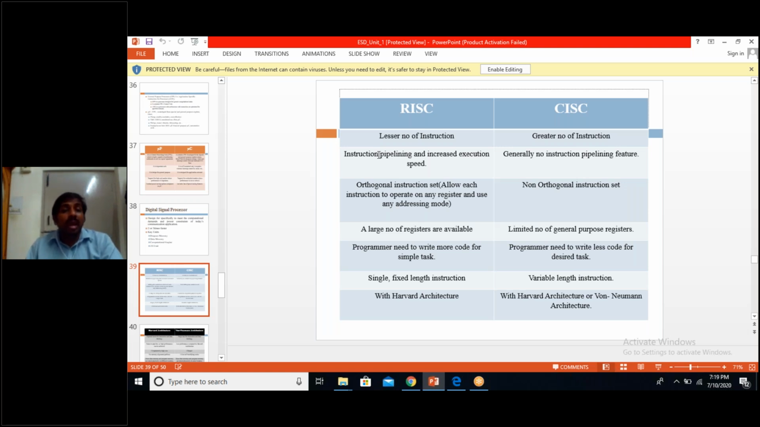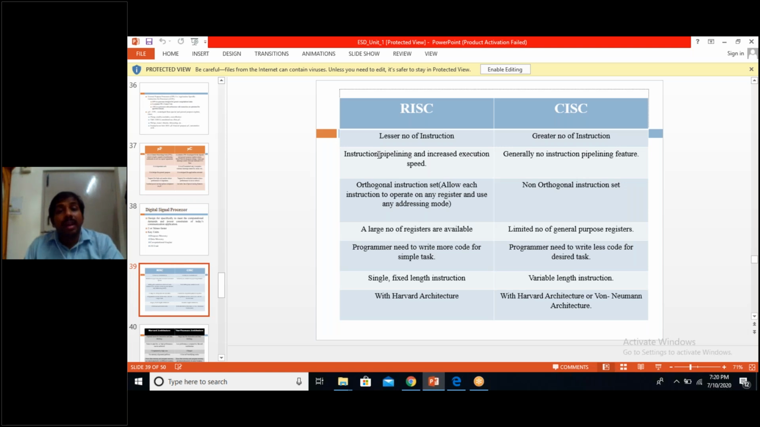So for that we are having a large number of instructions. Your programmer needs to write more code if he is using the RISC architecture, and the instruction set followed is a single, fixed length, and it is having Harvard architecture. Harvard architecture means we are having a separate bus for data memory and program memory.